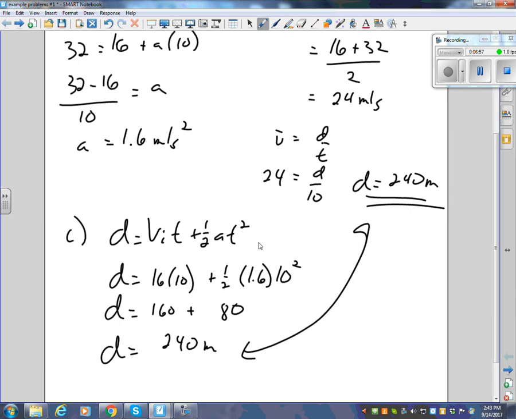But it also did what? It accelerated, right? It started at 16. If it stayed at 16, it would have gone 160. But it didn't stay at 16. It actually sped up. So it goes 160 and also another 80 because of the speeding up, the acceleration. And then you add those two together. Does that visually make sense? I hope so.